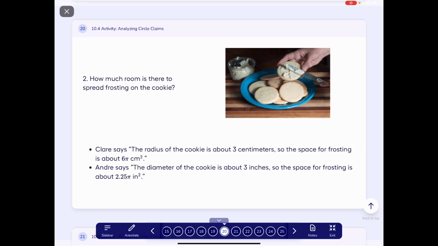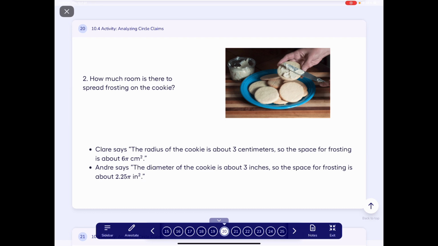In this case, their measurements could both be correct, because Claire and Andre, it's about the same. If the radius is 3 centimeters, the diameter could be around 3 inches. But this time it's their calculation that's different. So I agree with Andre.